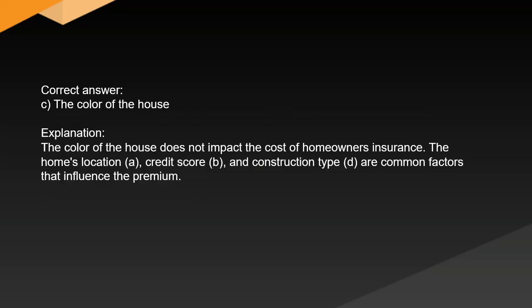Correct answer: C, the color of the house. Explanation: The color of the house does not impact the cost of homeowners insurance. The home's location, A, credit score, B, and construction type, D, are common factors that influence the premium.